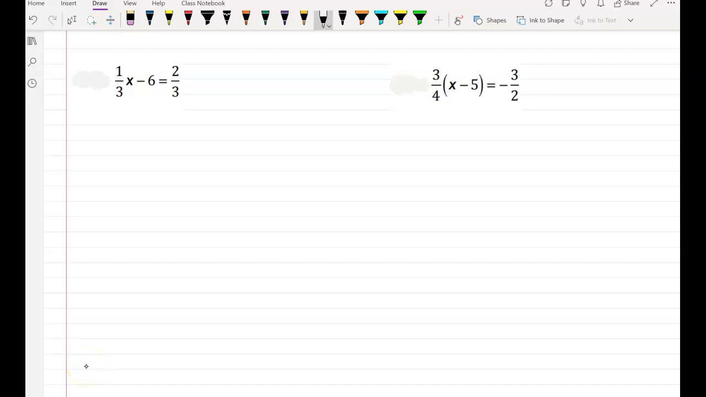Hello, math people. Say, have you ever gone to solve an equation and then you saw a fraction in it and you're like, oh man, fractions in an equation? I hate fractions in an equation. Well, have I got a deal for you?